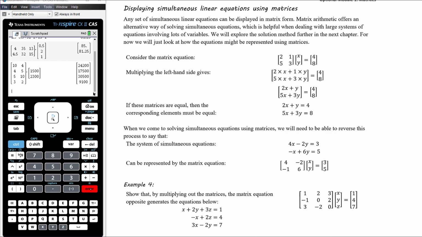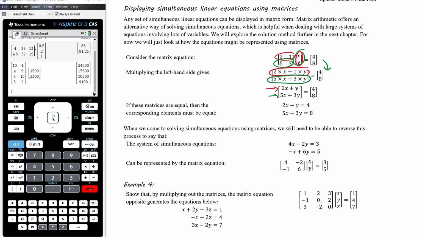So if we think about this matrix equation here, if we expand out the left hand side, so rows times columns gives us 2x plus 1y, and row times column gives us 5x plus 3y. We haven't changed anything on the right hand side, we're just expanding out the left. So we get 2x plus y and 5x plus 3y equals 4, 8.